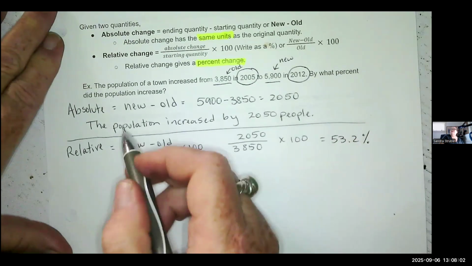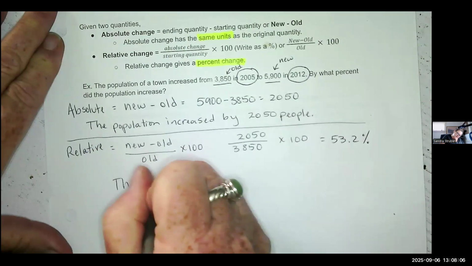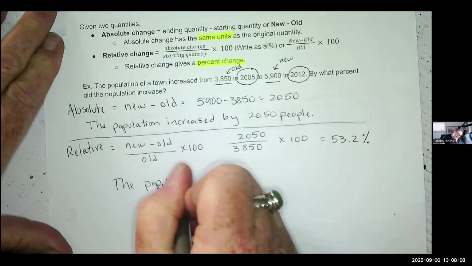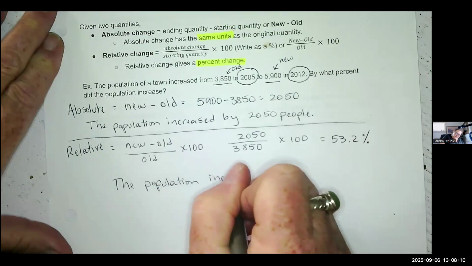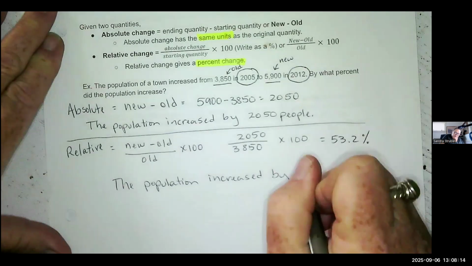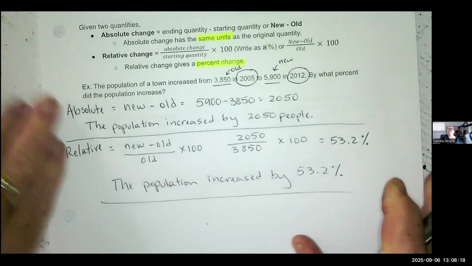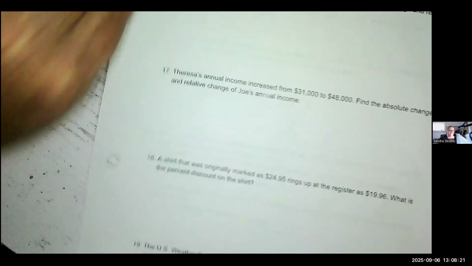All right, let's answer it. By what percent did the population increase? The population increased by 53.2%. There's your answer. Let's go to the next one.